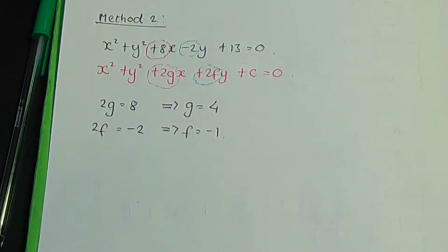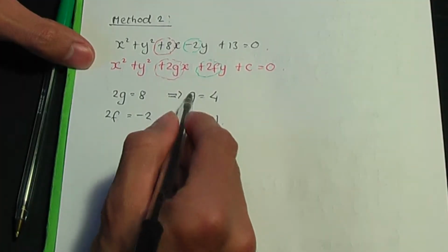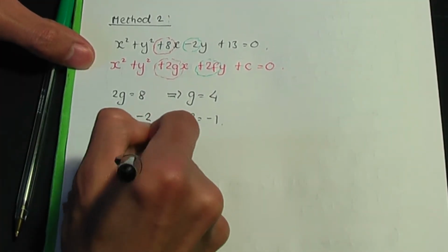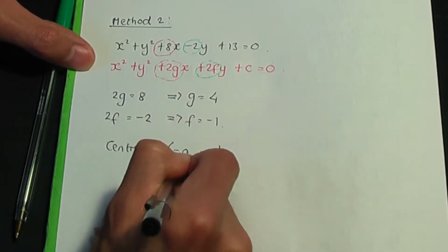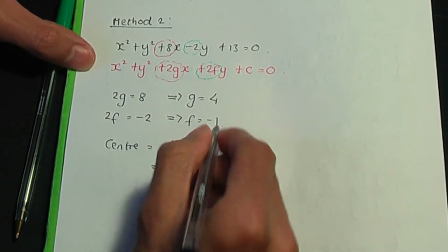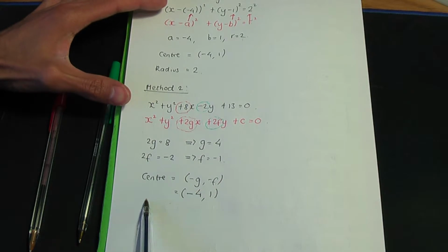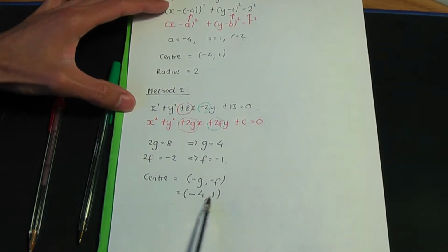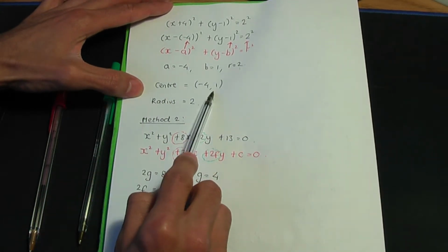If we go back to the screenshot, using the values of g and f, the centre of the circle will have coordinates (−g, −f). So if we go back to the paper and pen, here are the values of g and f. For the centre, remember the result, it's (−g, −f). So −g is −4, and −f is minus of −1, which is +1. So this is the centre of the circle having coordinates (−4, 1), and that corresponds to the answer that we had using method 1.